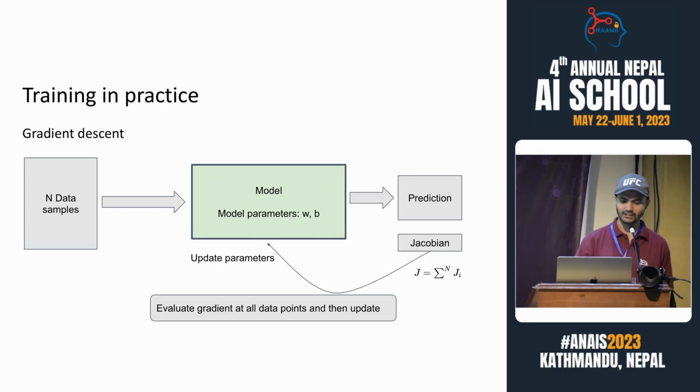What do you do? You give data samples and feed them to the model with parameters. You get a prediction, but that prediction is not always right. So you calculate the gradient. I am throwing around the gradient term, but if you don't understand what I mean by gradient, please let me know. You understand gradient? Yes.